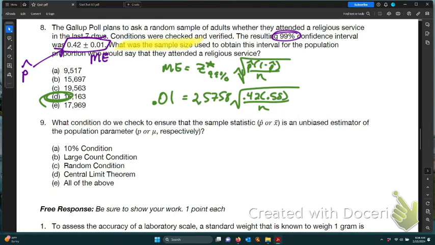What condition do we check to ensure that the sample statistic is an unbiased estimator? The random condition is what tells us that we're not being biased. The random condition tells us that we're not being biased when we're taking our sample. We're taking a good random sample of the population. That's why we have to check and make sure that we have random every time so that we can take care of the bias. Because does our confidence interval take care of bias? No, not even a little. All right, cool.